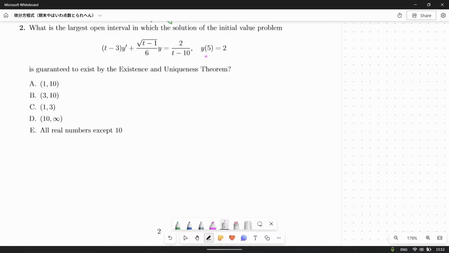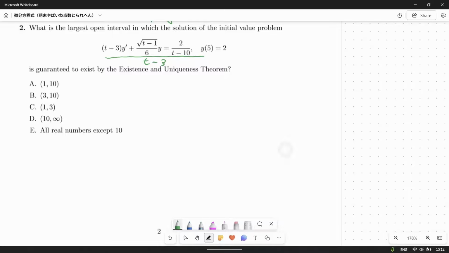So the first thing I'm going to mention is, notice here we have a fraction, 2 over t minus 10. In that case, when t is equal to 10, you'd have a discontinuity there, because that would simplify to 2 over 0, and you can't divide by 0. And so to start, to find all of those situations where there could be a potential discontinuity, you want to isolate the y prime. So to do that, I'm going to divide this entire equation by t minus 3.